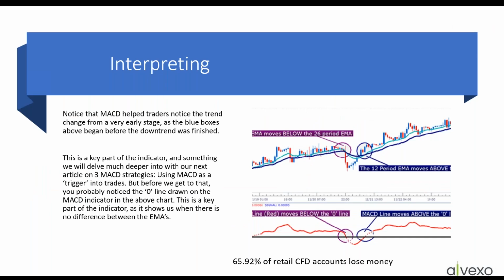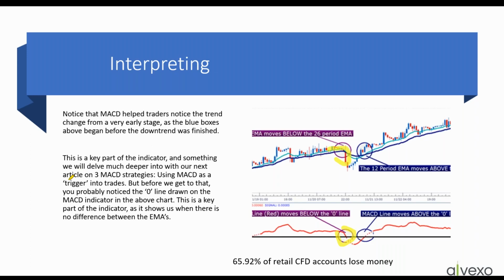So we can notice that the MACD helped traders notice that the trend changed at a very early stage. Before we saw a shift in the actual price, we could see that this trend was losing its momentum and shifting. So this is a key part of the indicator, and something we will delve into deeper. But using MACD as a trigger into trades.